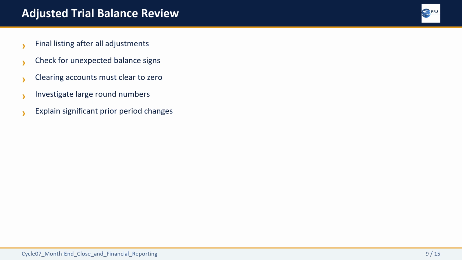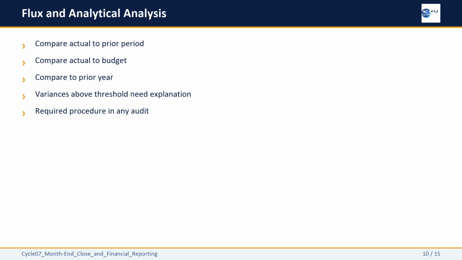Account balances with unexpected signs, such as an asset showing a credit, which may signal an error or a legitimate customer overpayment. Accounts that are zero but should have activity, and clearing accounts that should be zero but are not, because a clearing account must clear to zero every period. Large round number balances without an obvious explanation, and accounts that moved significantly from the prior period with no explanation already on file. Flux analysis, also called analytical review, is the last quality control step before the statements go out.